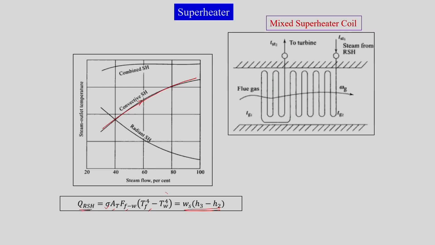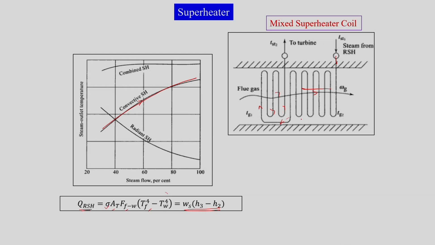The mixed superheater also exists, and an example of it is the pendant type of superheater, where we can see that initially we have steam coming out from the radiant superheater, and then this will go in counter flow to the gas, but after some time this steam is going in the direction along the gas.